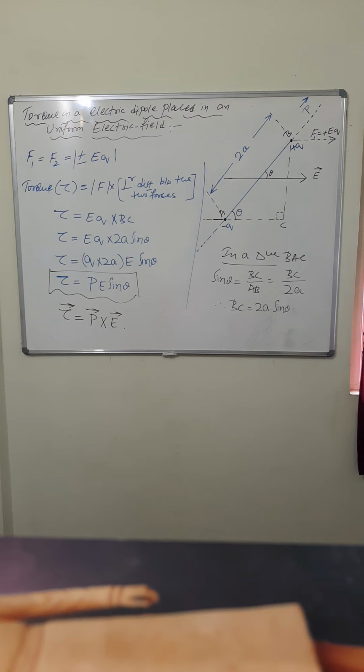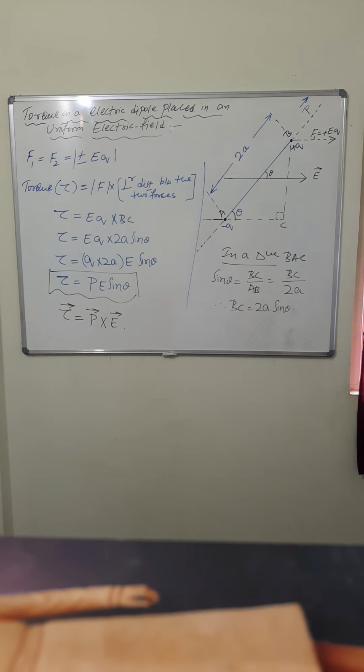F1 is along the direction of electric field, F2 is opposite direction of electric field. These will constitute a couple or torque. Therefore, torque tau is equal to force into perpendicular distance between the two forces. Tau is equal to EQ into BC. BC is the perpendicular distance between F1 and F2.